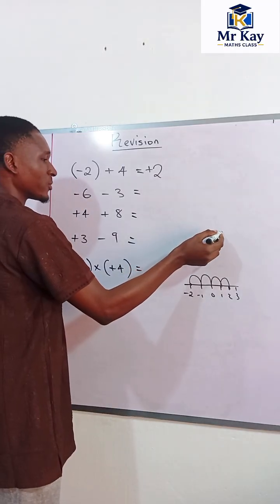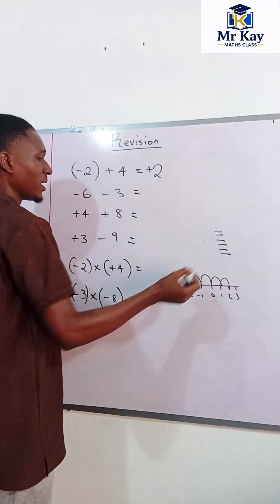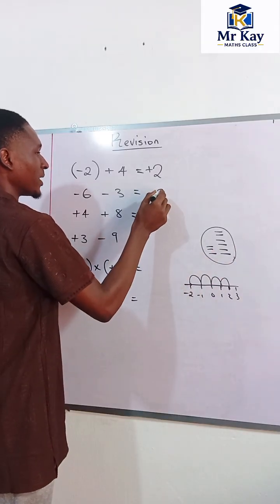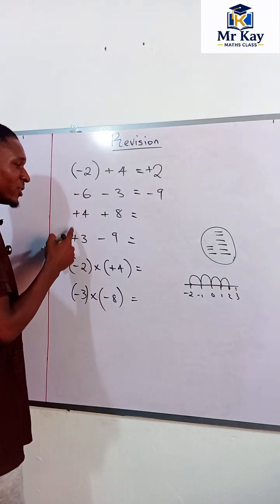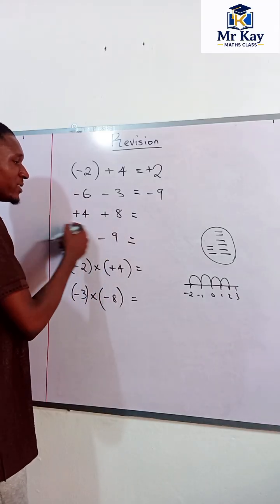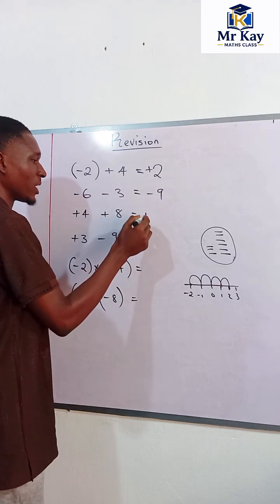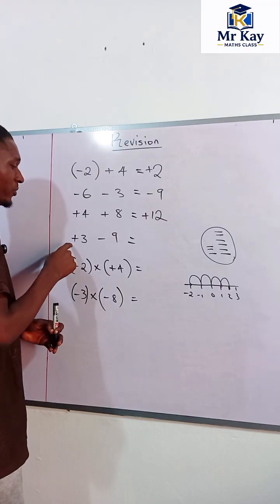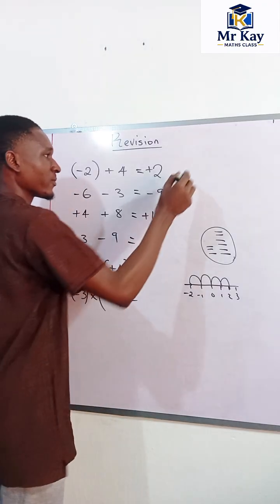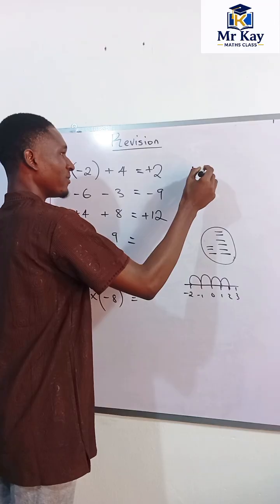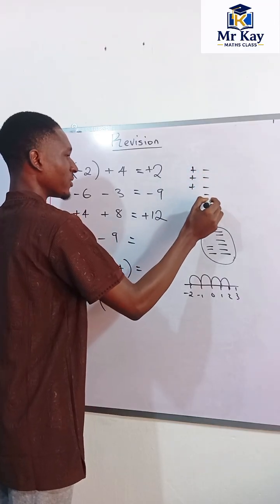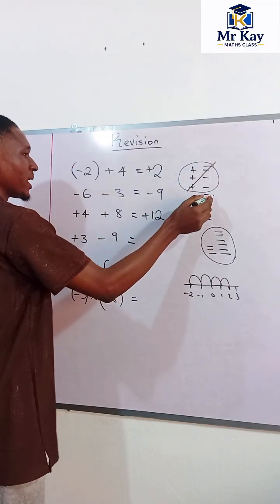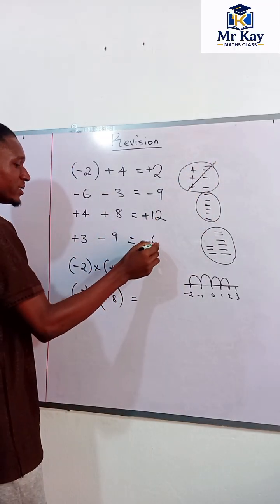In this way, you have minus 6: 1, 2, 3, 4, 5, 6 minus. And you have another minus 3: 1, 2, 3. How many minus do you have altogether? Altogether, you have minus 9. The same thing here, you have positive 4 and positive 8. How many positive do you have together? 4 and 8. You now have a total of 12 positive. Now, if you have positive 3 and negative 9: 1, 2, 3, 4, 5, 6, 7, 8, 9. 3 positive will cancel 3 negative. Remaining how many negative? Remaining 6 negative.